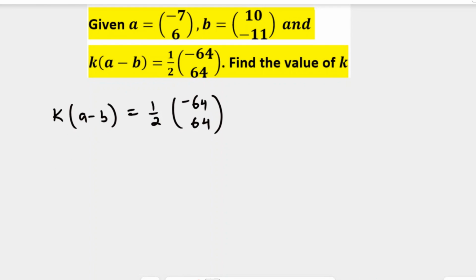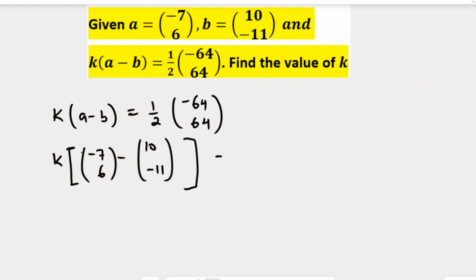So let's do the substitutions here. We have k multiplying the whole of this one. Now a is a vector which has components negative 7, 6, minus b, which is also a vector with components 10, negative 11. Now it's equal to half multiplying negative 64, 64.